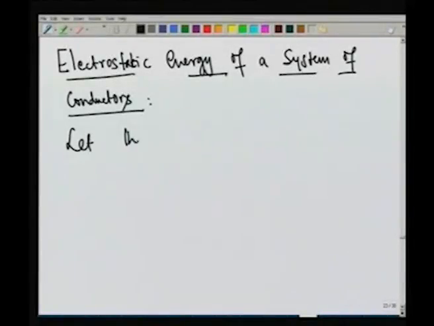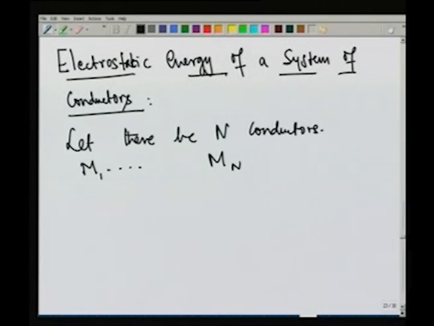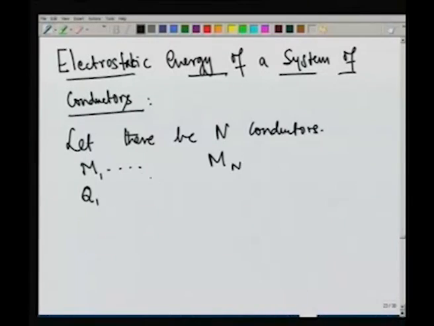So, let there be n conductors. Let me label them as M1 to Mn, material, whatever. They can come in any shape, any geometry, whatever it may be, and they are all located at different points in space. Let M1 carry a charge Q1, M2 will carry a charge Q2, Mn will carry a charge Qn.